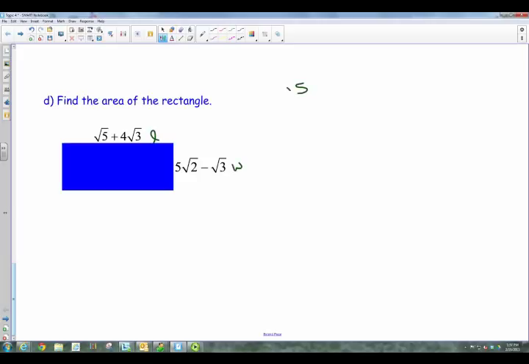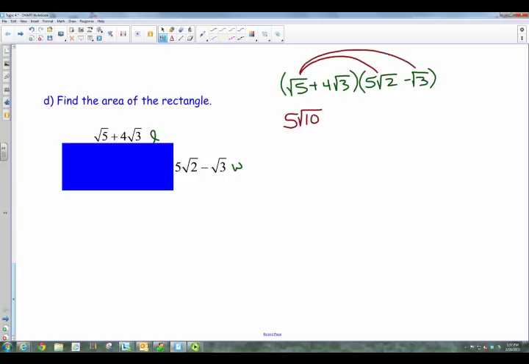So I've got the square root of 5 plus 4 square roots of 3. And I want to multiply that to 5 square roots of 2 minus the square root of 3. Well, I've seen binomials before, and so have you. And all we're going to do here is FOIL. So first times first. Well, that's 5 times the square root of 10, because you've got the 5 times the 2 on the inside. Then you take outer.